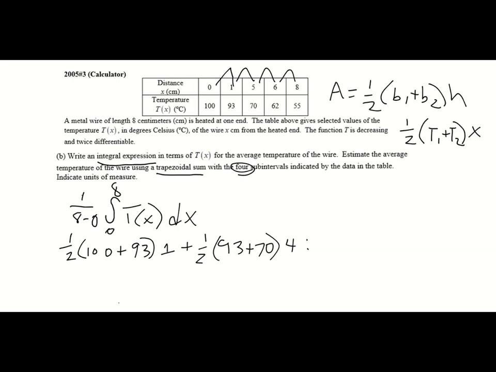plus 1/2 times 70 plus 62 times the difference between 5 and 6 is 1. And then finally 1/2 times 62 plus 55 times the difference between 6 and 8 would be 2. And you can pause this video if you want to and calculate that trapezoidal approximation.